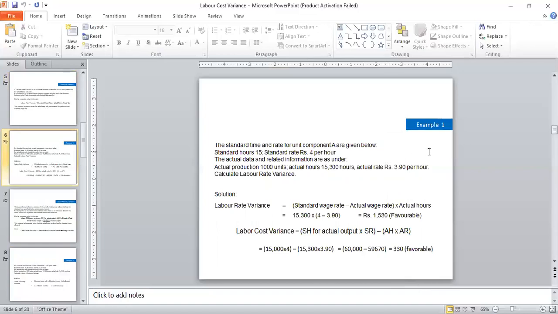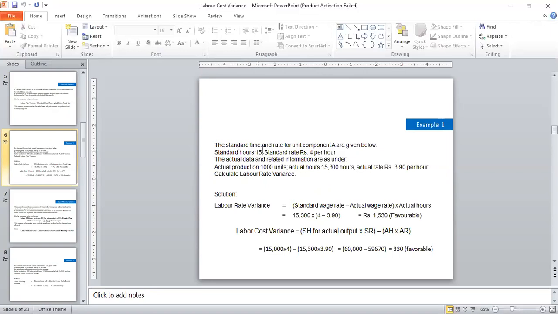We may discuss this with the help of an example. The standard time and rate for unit component A are given below: standard hours 15, and the standard rate is rupees 4 per hour. The actual data and related information are as under. Actual production is 1000 units. Actual hours 15,300 hours. Actual rate rupees 3.90 per hour. Calculate the labor rate variance.